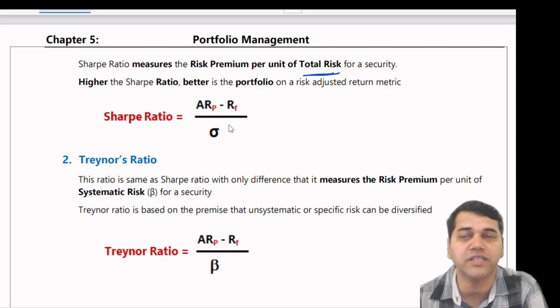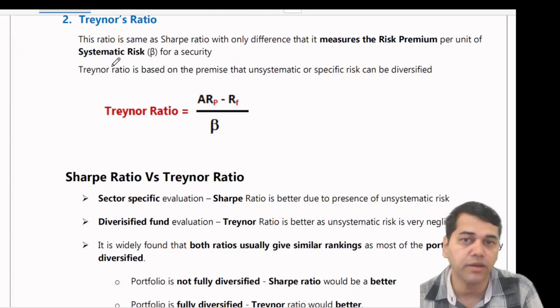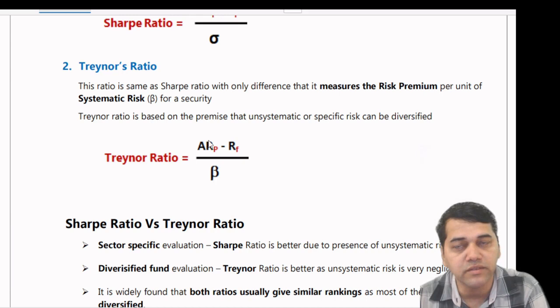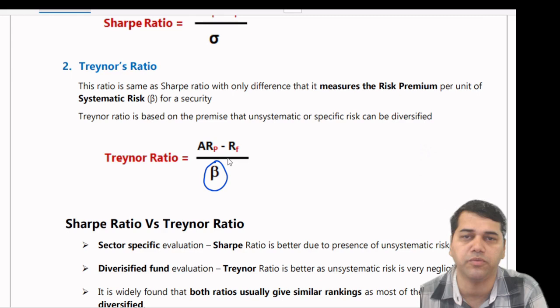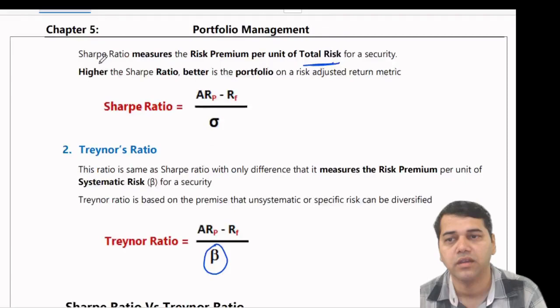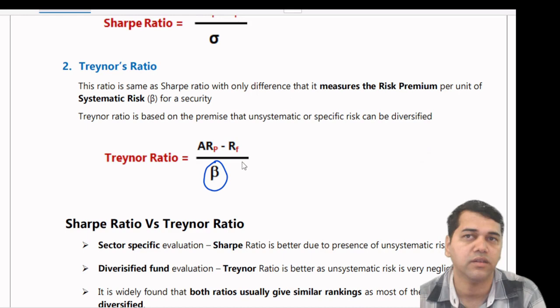Now, the Treynor ratio is also a measure of portfolio performance. He says that, look, you should measure it considering beta. The numerator is the same: actual returns minus the risk-free rate. But the dividing factor is beta.